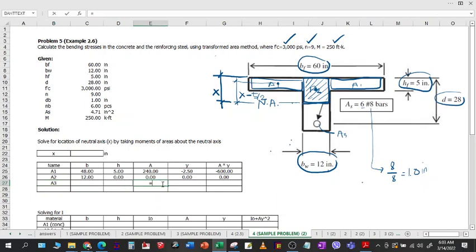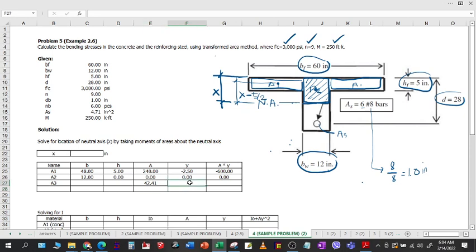Area is 4.71. Let me refer to that cell. But you have to multiply it with the modular ratio. That is always the case if you are trying to account for area of steel as compared to the area of concrete.